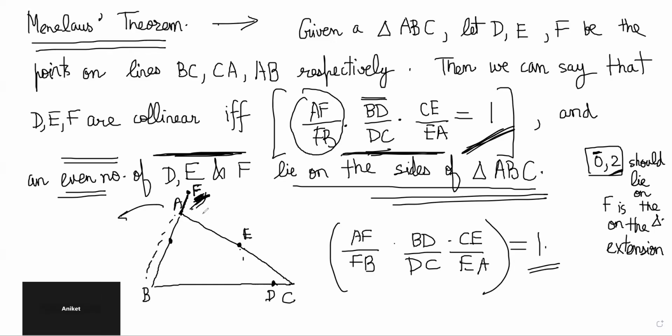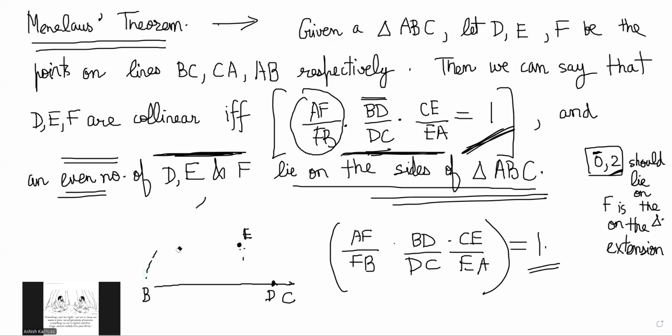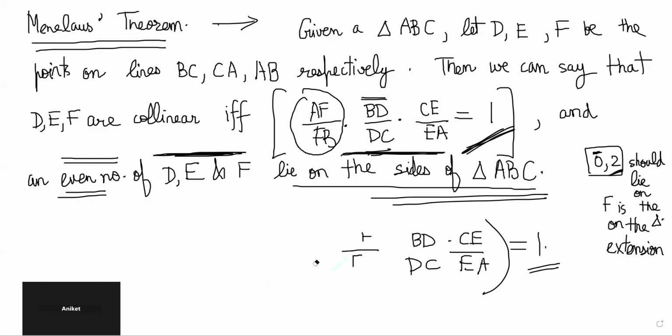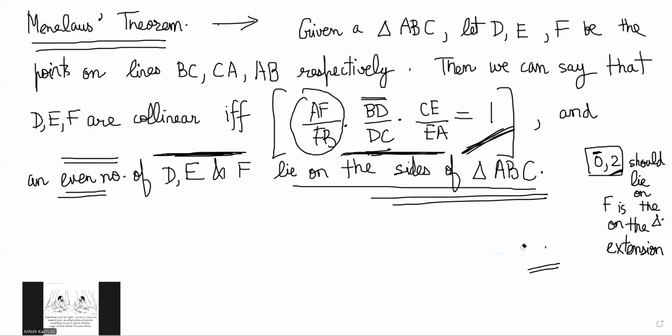But two of them cannot be on the extension, because an even number has to be on the triangle. It cannot be that one point is on the side of a triangle and two of them are outside. Usually people don't specify this condition, but this last part is important, because then only collinearity will resolve. So we are saying collinearity happens if this thing is satisfied and at least two of them, or none of them, lie on the sides of the triangle, right?